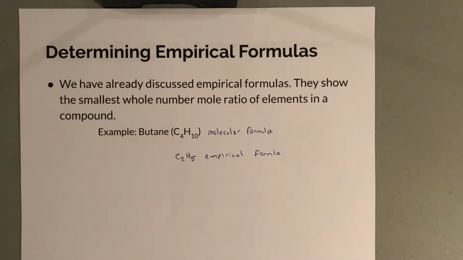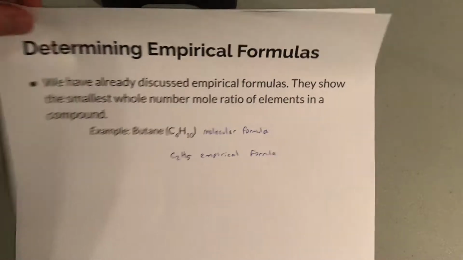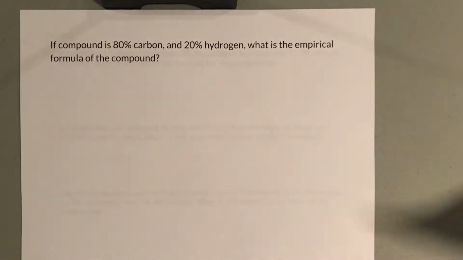What we're going to look at in this video is, what else can you do with this? How else can we determine an empirical formula besides just reducing down your molecular formula? So this is an example of a problem. It says if a compound is 80% carbon and 20% hydrogen, what is the empirical formula of the compound?